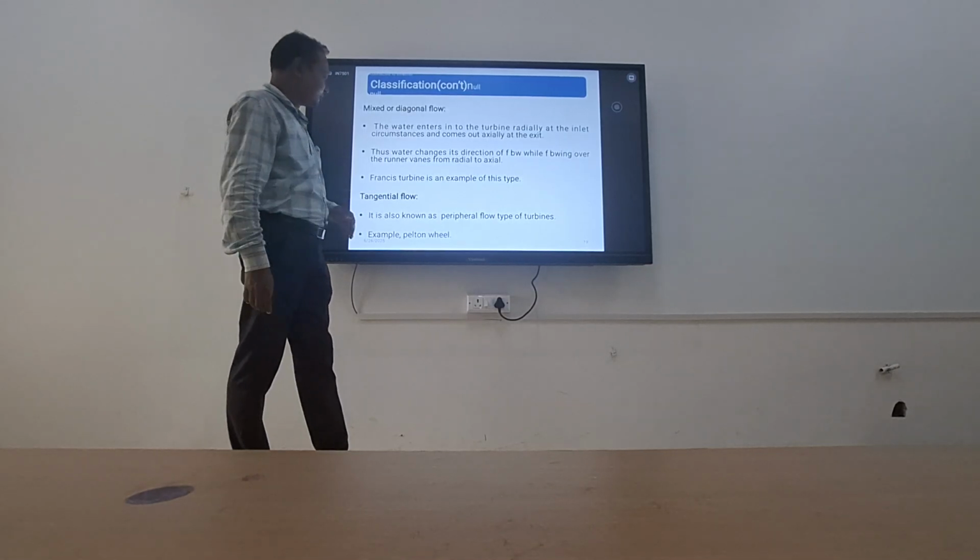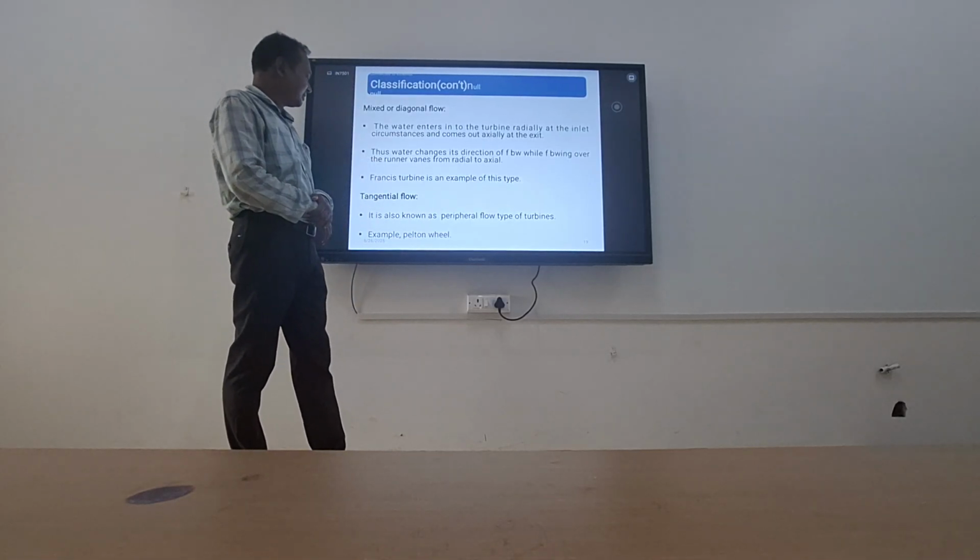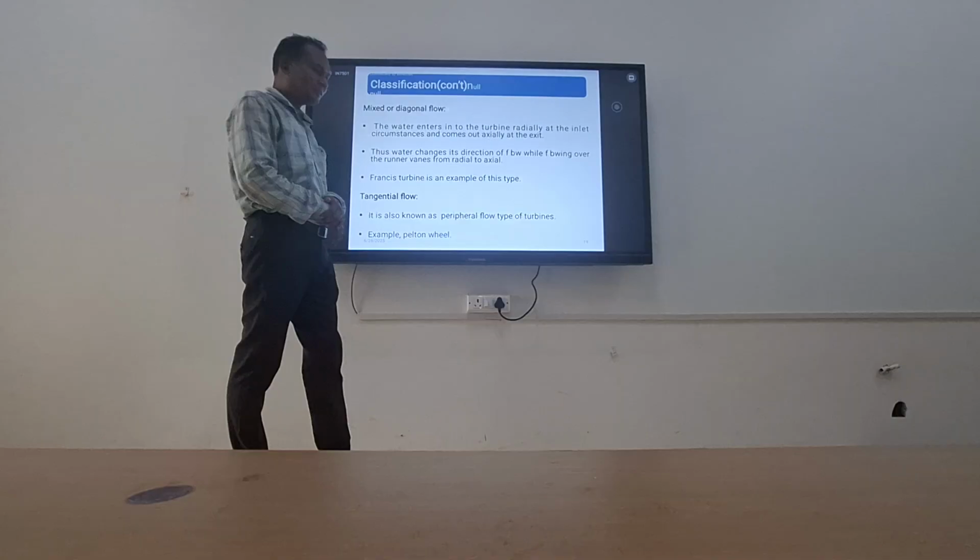Next is tangential flow. Tangential flow is also known as the peripheral flow type of turbine. That is the Pelton wheel turbine.